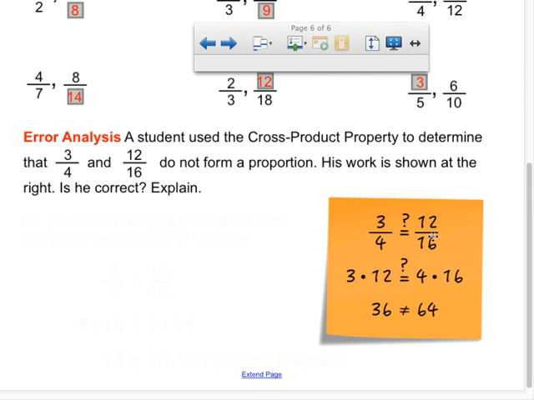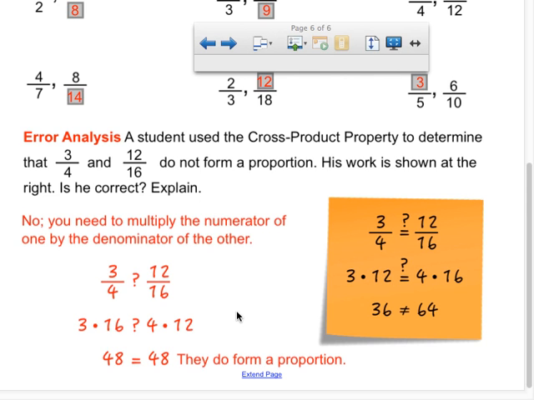He didn't multiply 16 and 3 and 12 and 4. He needed to multiply 16 and 3, so this numerator to this denominator, and he needed to multiply 4 and 12. So do these form a proportion or not? Yes. Why? Because the cross products would both equal what? 48. Very good. Okay. Any questions?